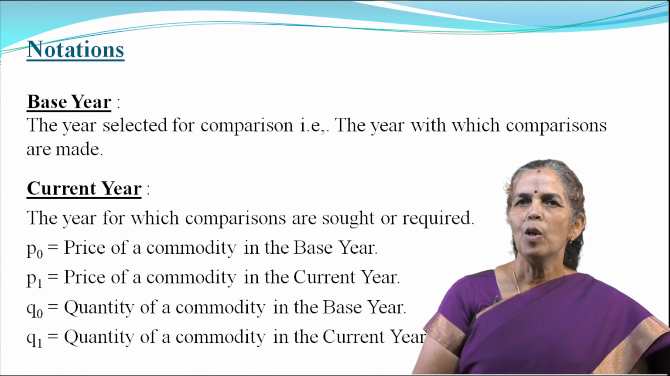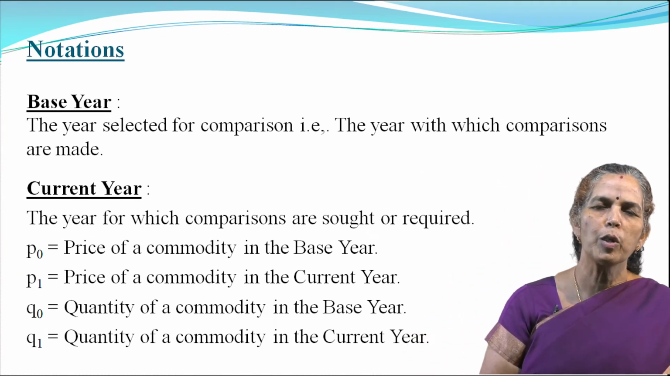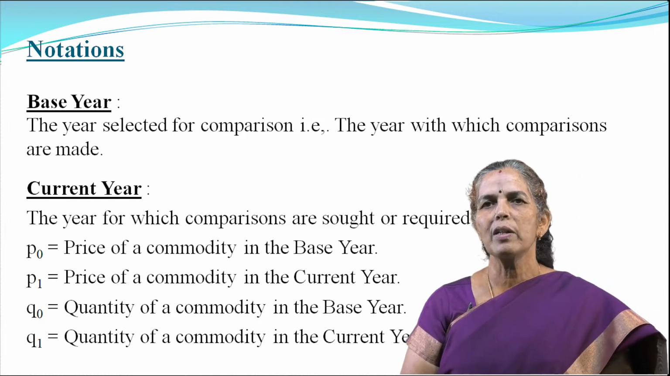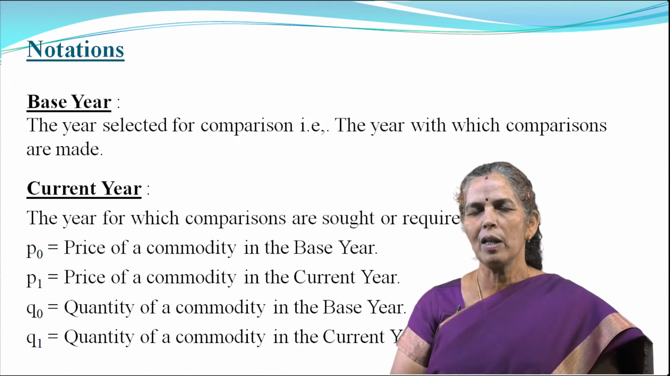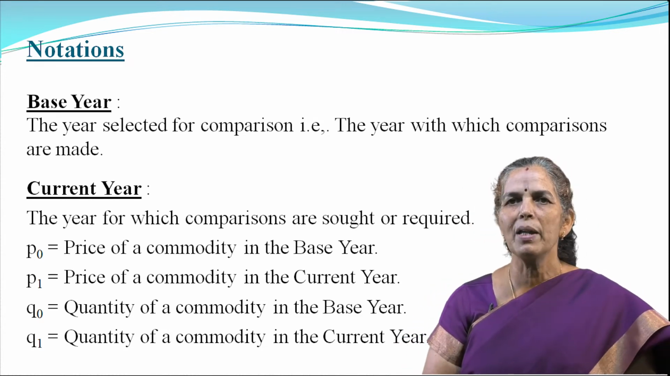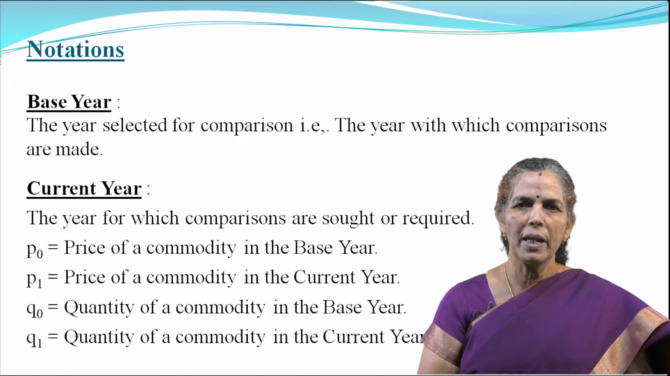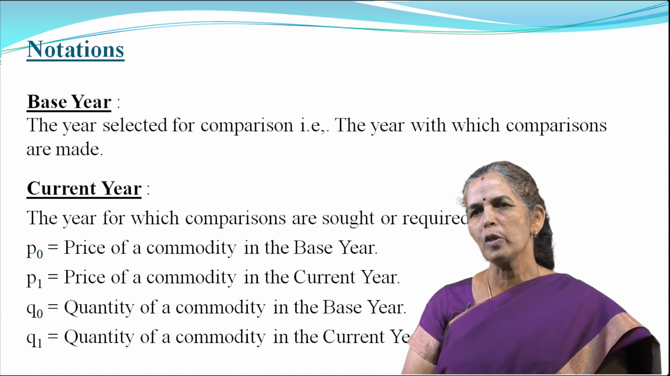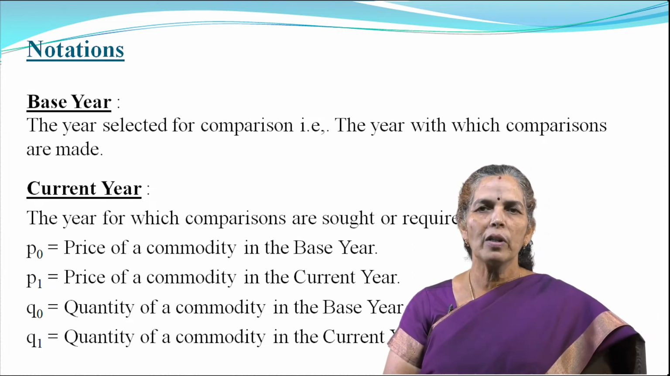Next, we will see what are the notations we are going to use in index numbers. Before that, what is base year, what is current year? We will define them now. The year selected for comparison, that is, the year with which comparisons are made, is called the base year. Next, the current year: the year for which comparisons are sought or required is called the current year.